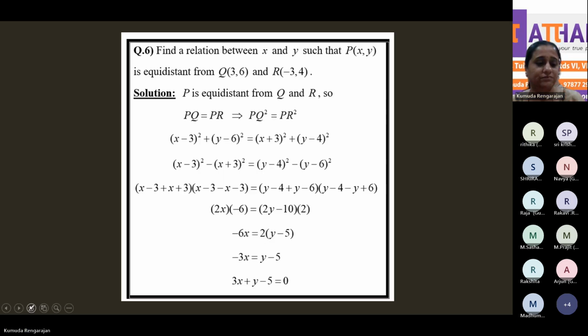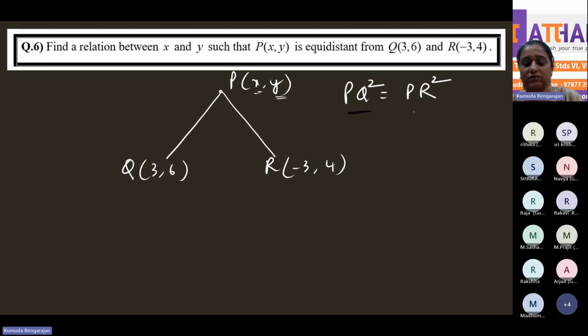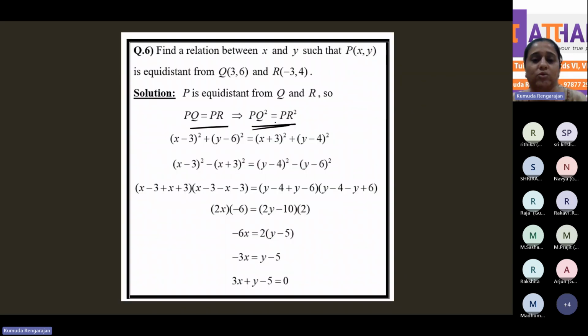So see here. PQ is equal to PR, or PQ square is equal to PR square. So how will you work out PQ square? Don't put the square root symbol, that's all, because for PQ you should put the square root symbol. For PQ square, don't put it. So it is the difference between the X coordinates, the whole square, plus the difference between the Y coordinates, the whole square. Same thing here.